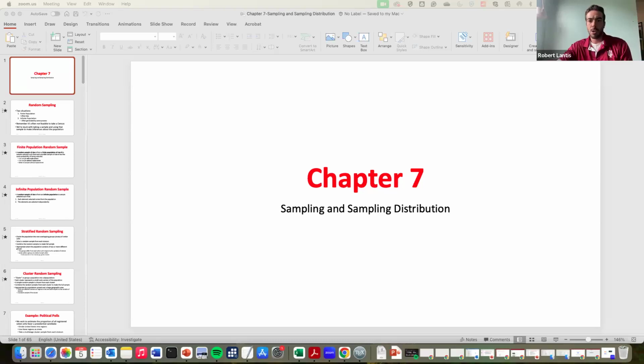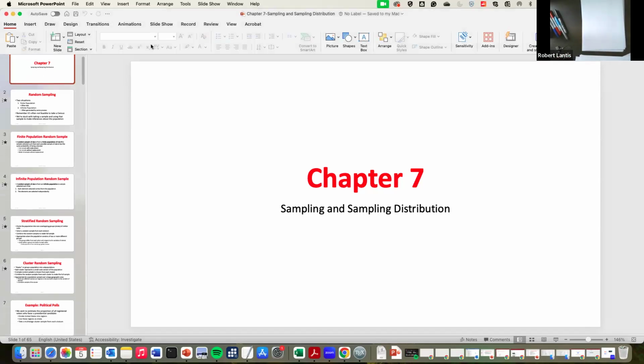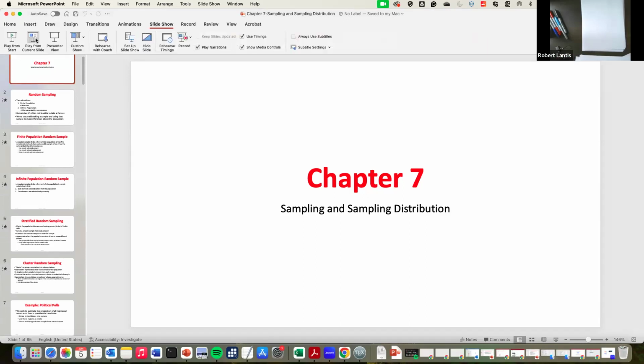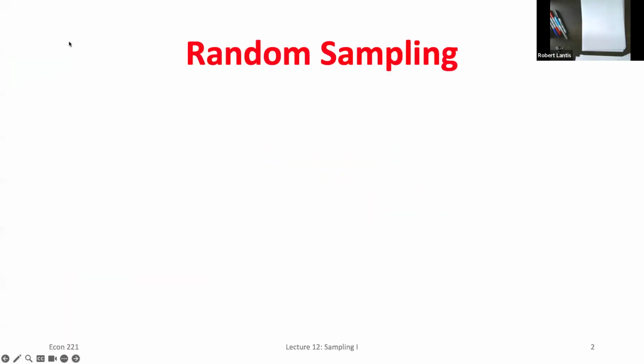All right, so now we are going to do chapter 7, where we're talking about sampling, also the sampling distribution. I think this is kind of a fun chapter, at least we get to introduce some interesting ideas. Let's just jump into it, right?